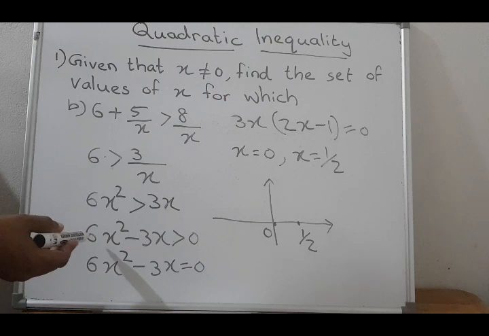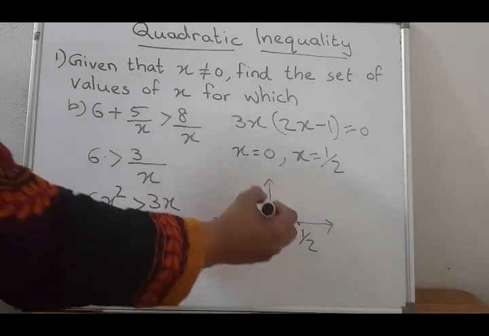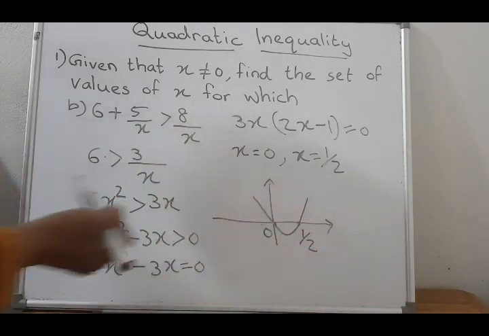Now you see, the coefficient of x square is 6. The coefficient of x square is 6, that's positive. So this is a happy parabola. So we can just sketch it.